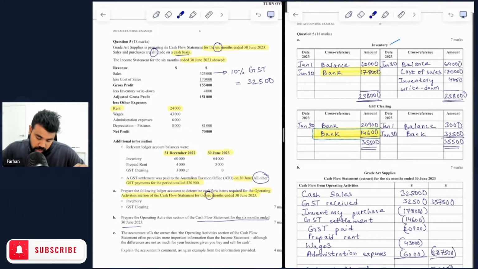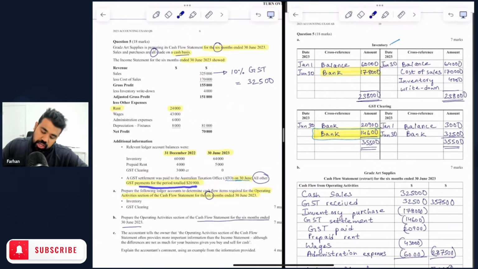So the closing balance in this case is zero, so we really have nothing to worry about. However, we know based on this information here, which I'm circling, that our GST settlement was paid to the Australian Taxation Office on 30 June. As you can see here, all other GST payments for the period totaled $20,900.